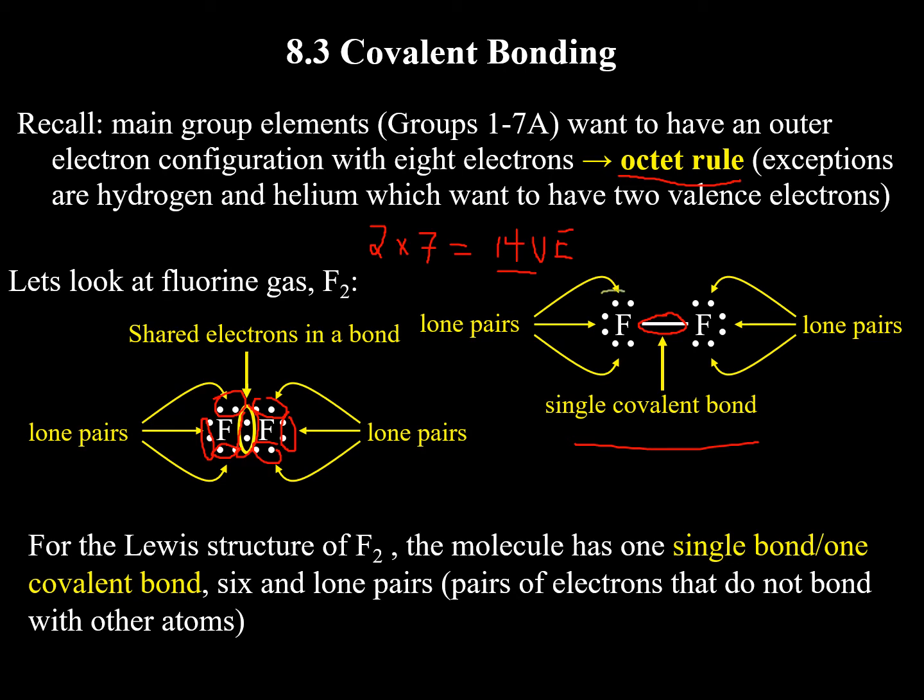fluorine on the left. We have 1, 2, 3, 4, 5, 6, and 7, 8, because they share. And on the right, we have 1, 2, 3, 4, 5, 6, 7, 8. So each element has 8 electrons, so both are happy. And we used up our total of 14 valence electrons.